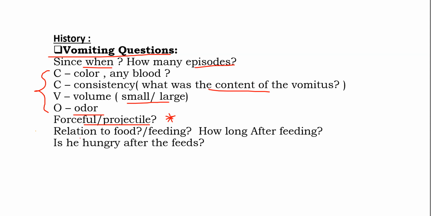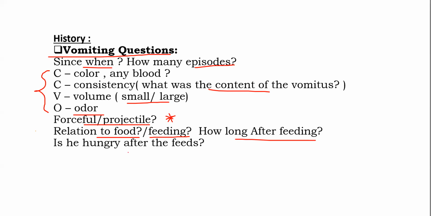And then ask, does the vomiting have any relationship to food or feeding? And if they say yes, then how long after feeding, or how soon after feeding, does he vomit? So relationship to food is important. Sometimes a patient who has got an upper GIT issue usually vomits immediately after feeding. Okay? With something in the lower GIT, like an intestinal problem, it takes some time for the vomiting to happen.